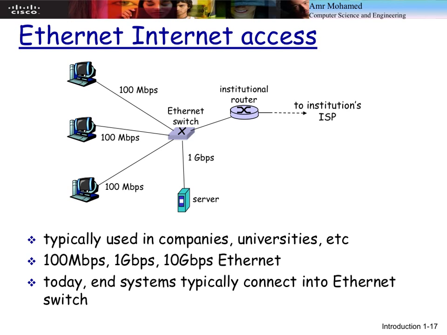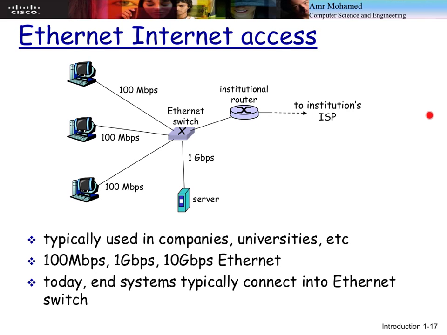For institutional access networks, the predominant technology here is, of course, Ethernet. Ethernet uses a set of switches or hubs, but of course hubs are obsolete. You connect all the devices in your institution or organization to a set of switches, and then you use some institutional router to connect the Ethernet LAN to the ISP core network.